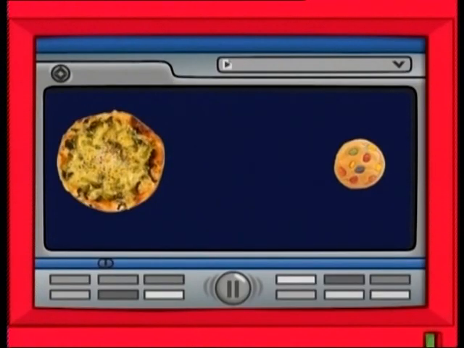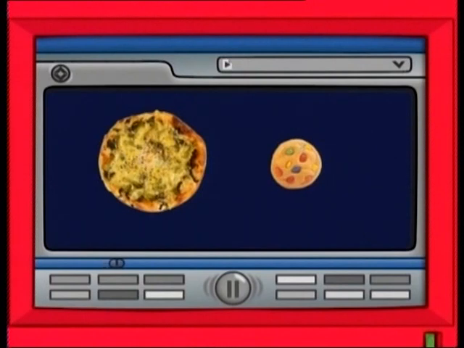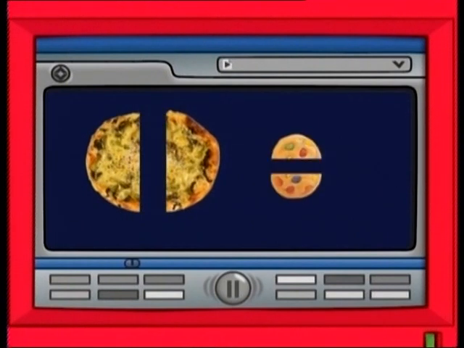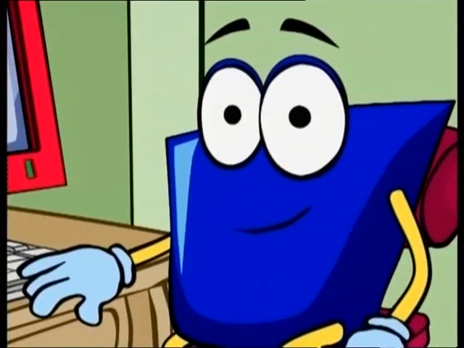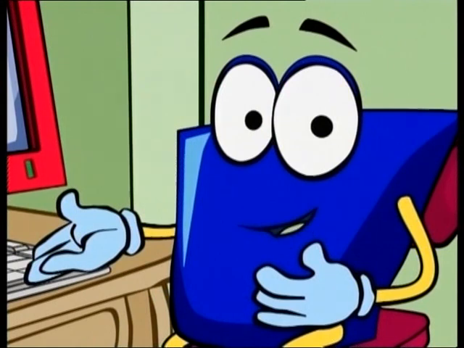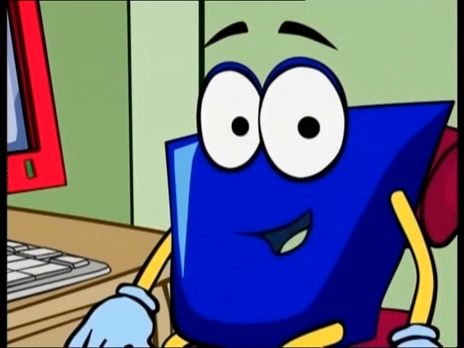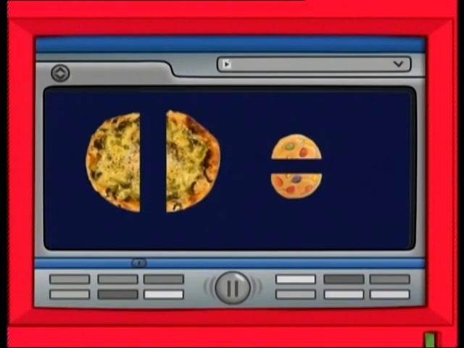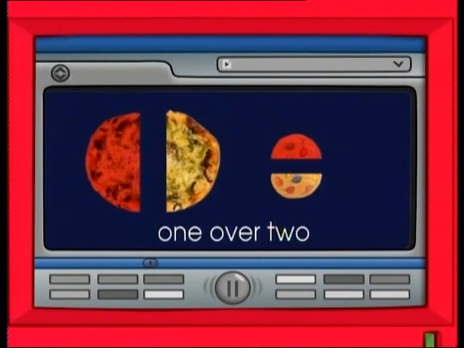Let's take a look at the pizza and cookie. When we cut each of them in half, we find that they are not really the same. That's because half a pizza is bigger than half a cookie. Let's think about them in fractions. One part of the pizza or cookie can be called a half, 1/2, of the whole pizza or cookie.